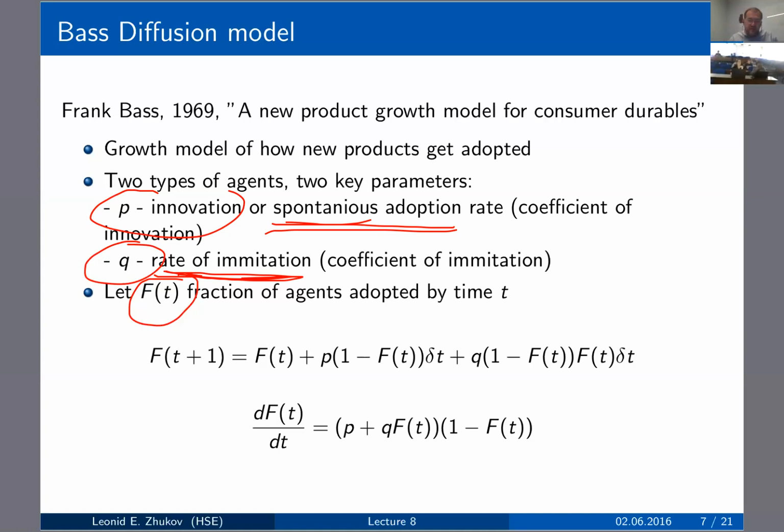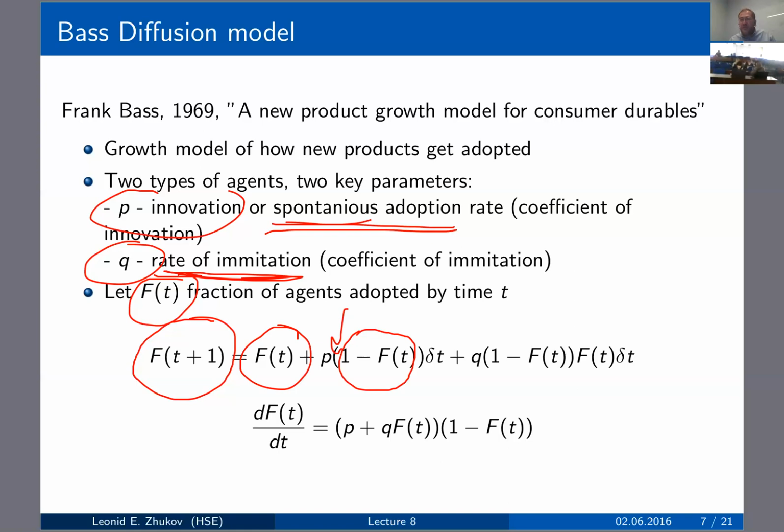So the idea is the following: the fraction of agents that adopted at time t plus 1 is those people who adopted at time t, plus whoever else adopted in this interval delta t. And who would that be? Well, first of all, 1 minus f are those people who have not adopted yet at all, right? If f of t is the fraction who adopted, 1 minus f is the fraction who didn't adopt. And times p, it's the spontaneous adoption rate.